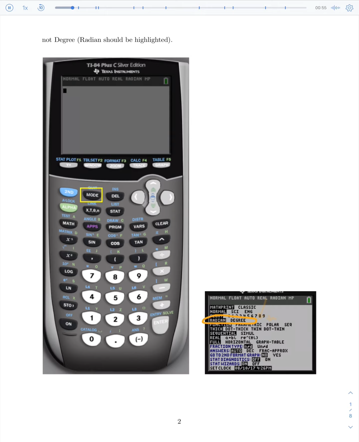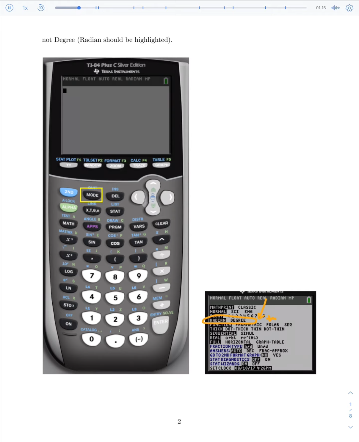As a warning, if you turn off your calculator and back on, it will remember whatever mode you had last. So this is a good thing to make sure that you're constantly checking, and if you switch types of problems, that you're also switching the mode on your calculator. This can make a big difference. It will definitely change your answers.